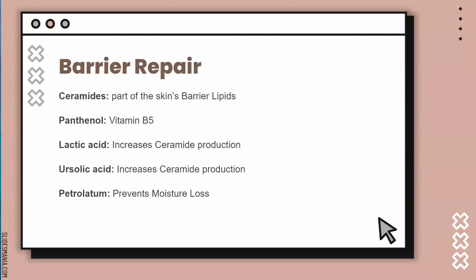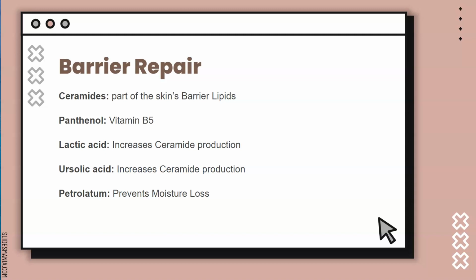And you also have your barrier repair actives like ceramides. Ceramides are actually part of your skin, and they are responsible for keeping moisture in and preventing the entry of microorganisms from the outside. So as you age or as you encounter lots of barrier damage, your ceramides kind of decrease as you go. So adding more ceramides to your skin is a good idea to keep your barrier intact.